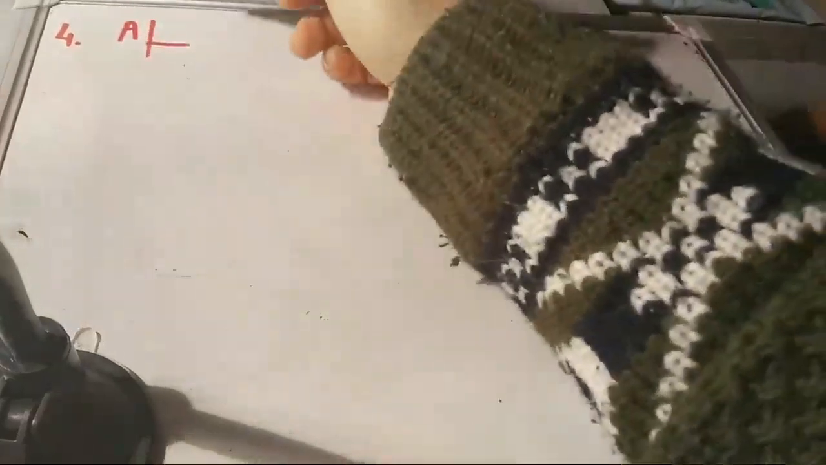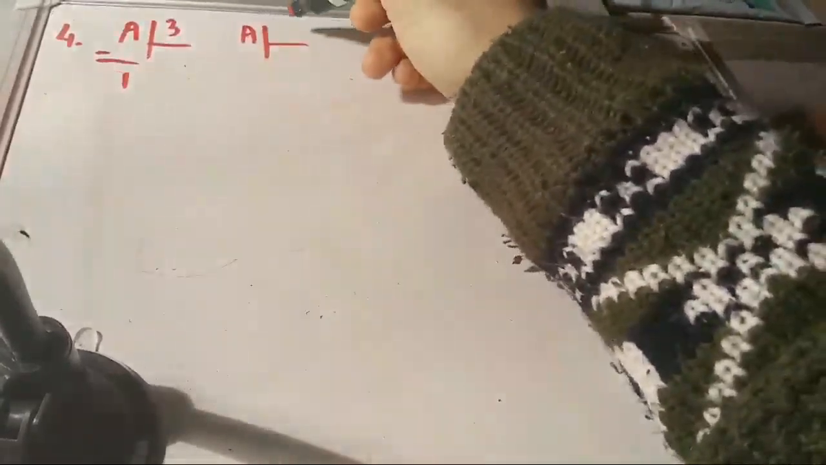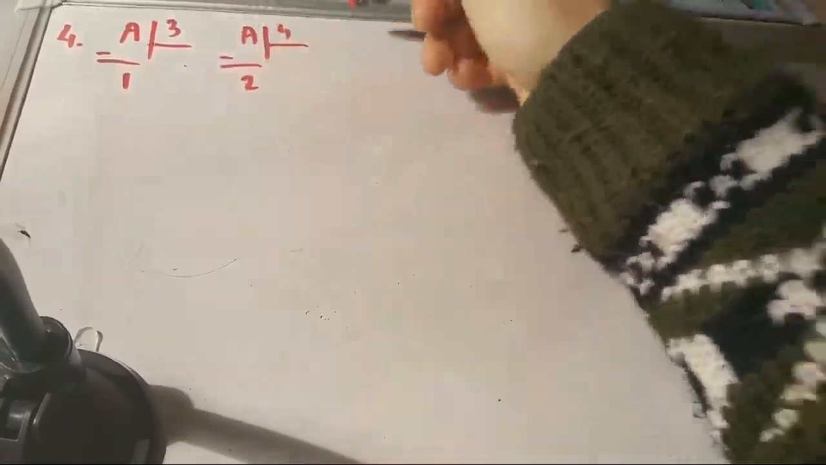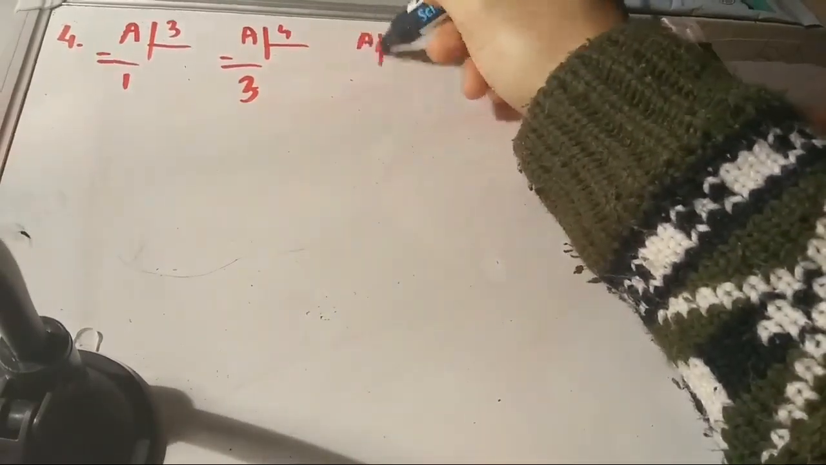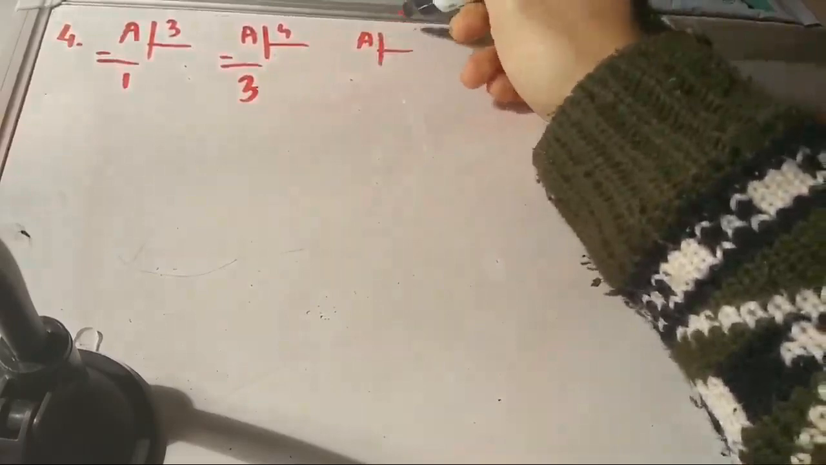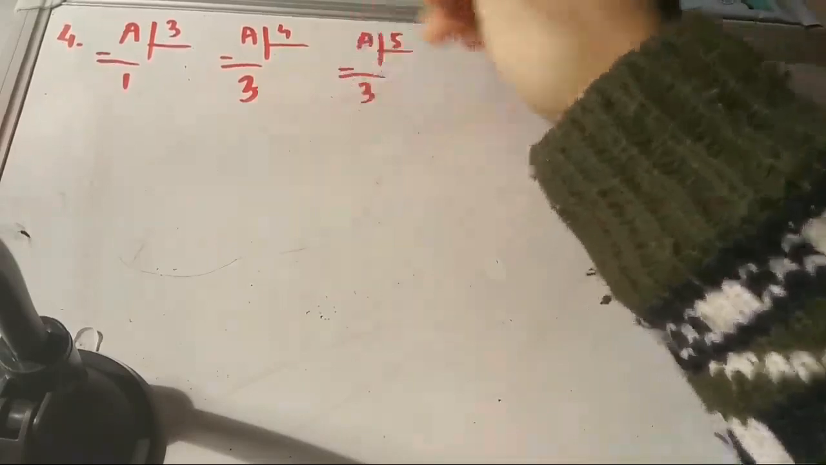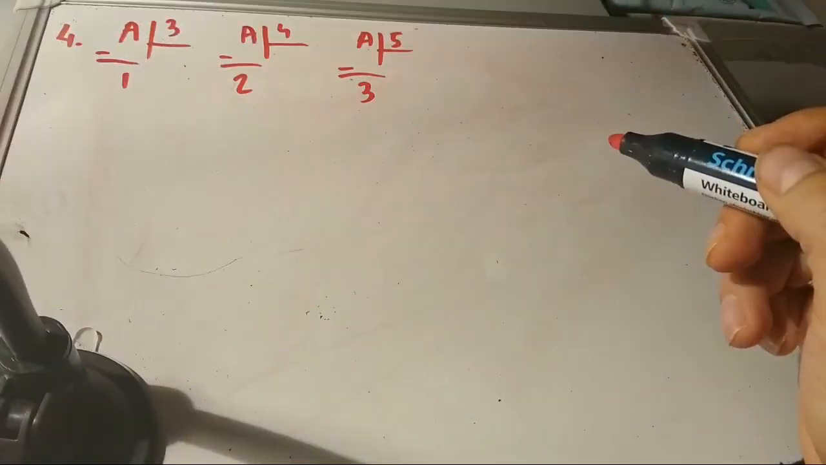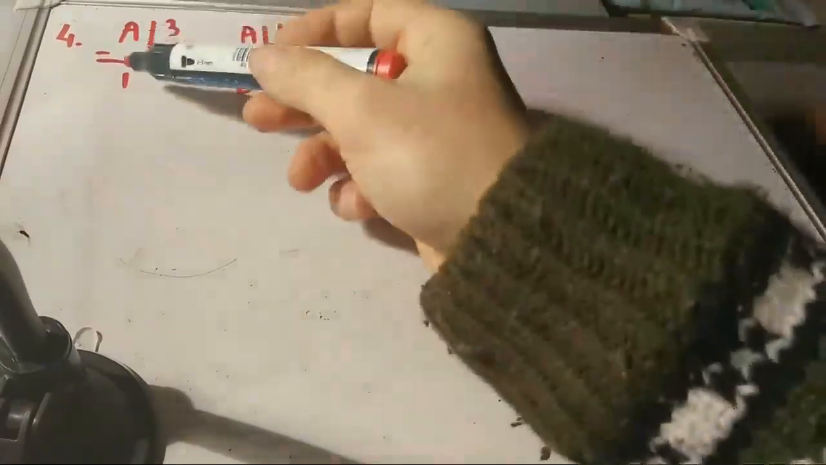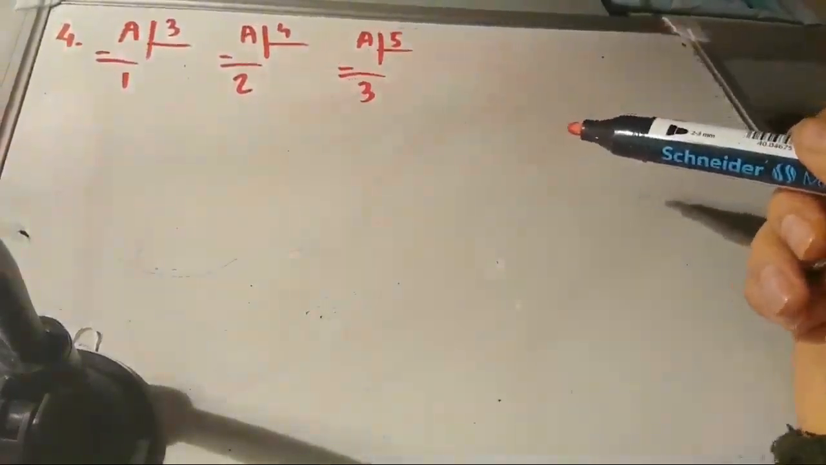A divided by 3, remainder 1. Divided by 4, the remainder is 3, sorry, 2. And the last, divided by 5, the remainder is 3. Let me check it. Divided by 3, remainder 1. Divided by 4, remainder 2. And divided by 5, remainder is 3. Okay.